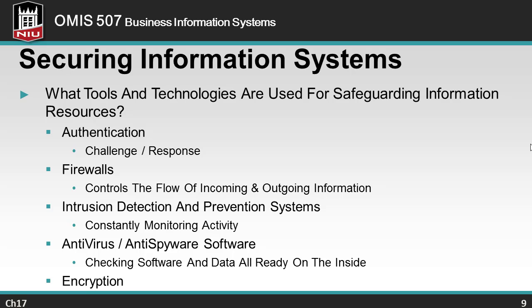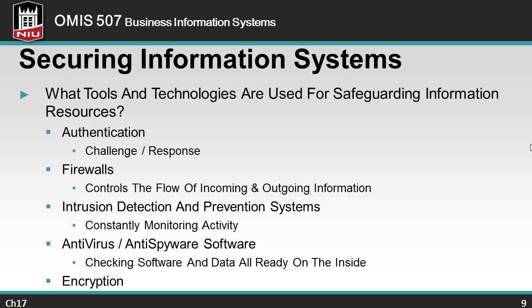Hardware and software firewalls are placed in the network to control the flow of incoming and outgoing information. Secrets are kept in while the bad guys are kept out. Intrusion detection and prevention systems identify when hackers have entered the network and take action to stop them. To be successful, activity must be monitored constantly, and the rules that define inappropriate activity must be updated regularly.